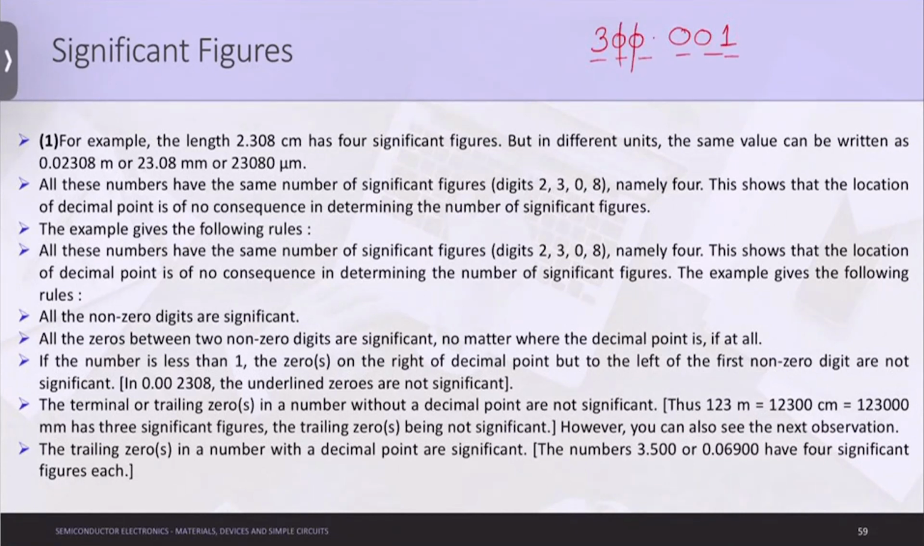So that is one of the things which you need to remember. So here total significant figures will be 1, 2, 3, 4, 5, 6. It will be 6 significant. Okay, fine. So this thing is explained, this thing is explained, this thing is explained, this thing is also explained.